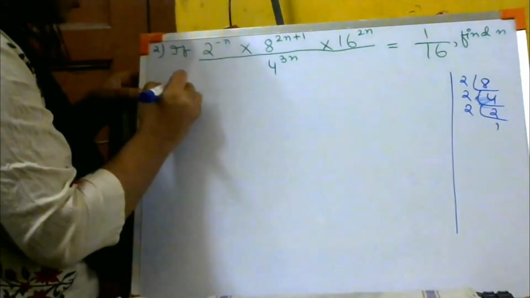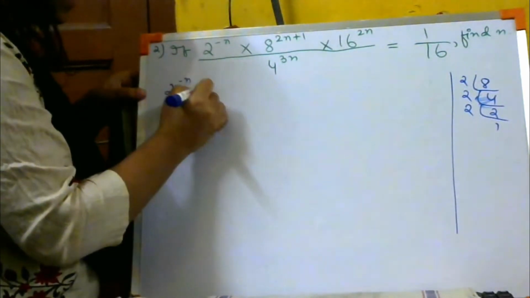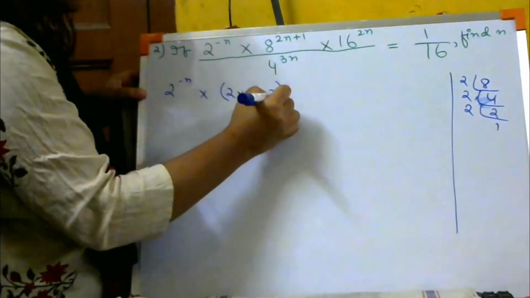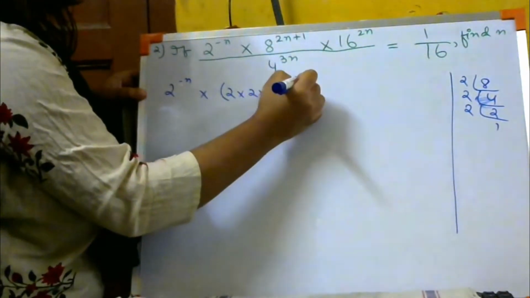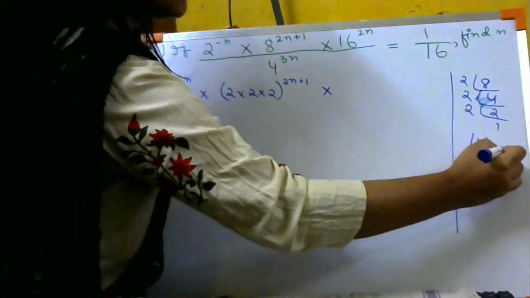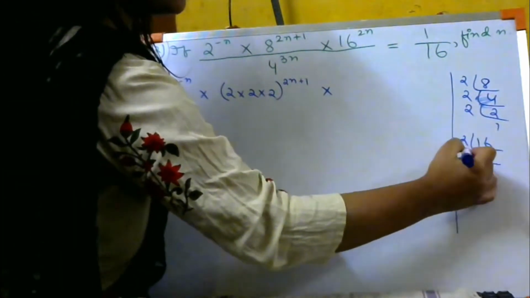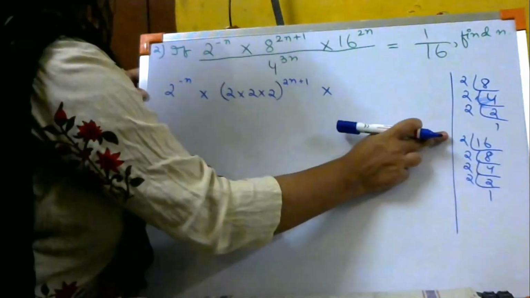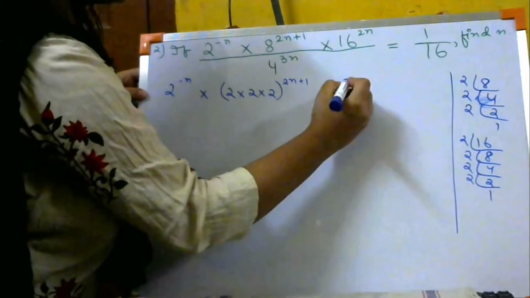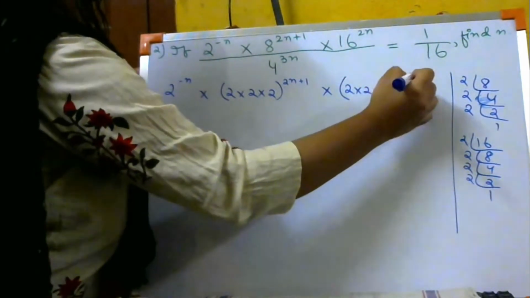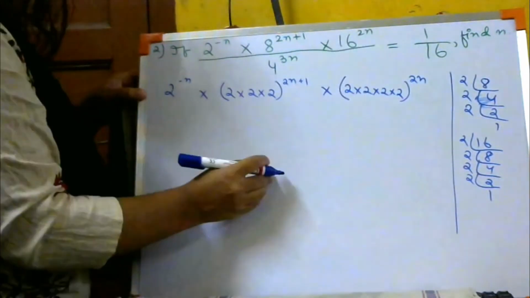So how will I change that? 2 to the power minus n into 8 को हम लिख सकते हैं 2 into 2 into 2, और 8 के पावर में जैसा था वैसे ही लिखो 2n plus 1 into 16 को कैसे चेंज कर सकते हैं? 16 2 8s are 16, 2 4s are 8, 2 2s are 4, 2 1s are 2. कितने बार 2 लिखने से 16 होता है? 4 बार. So over here also I can write 2 into 2 into 2 into 2 to the power 2n, जैसा था वैसे रहने दो, ठीक है?